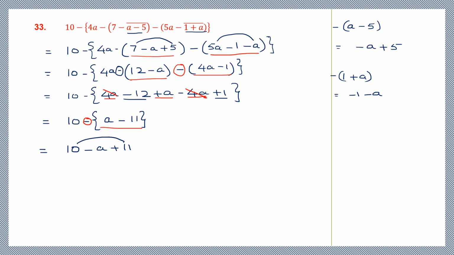Now add up these two. 10 plus 11 is 21 and this is minus a. So this is our final answer. 21 minus a.